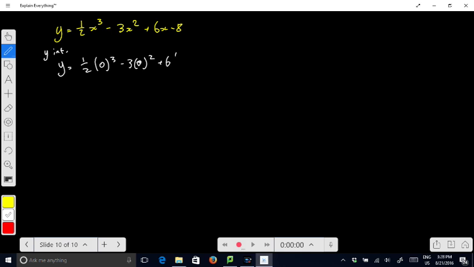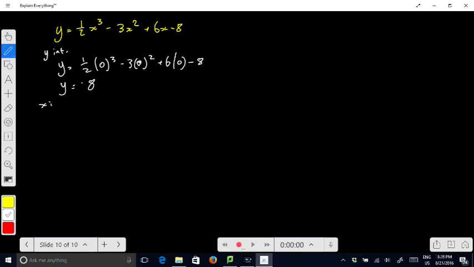So worked example 10, sketch the function y equals 1/2 x cubed, take 3x squared plus 6x, take 8. Locating any intercepts with the coordinate axes and any stationary points. Well, to start off with, it's usually easiest to find the y-intercept, and that's by making x equals 0. And if we do that, we get minus 8 for this one.